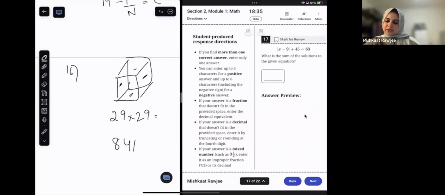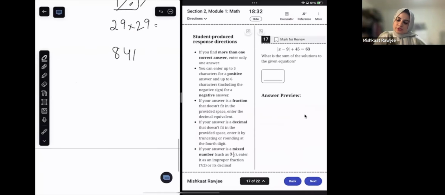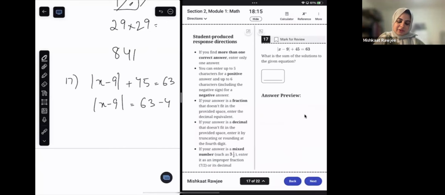What is the sum of the solutions to the given equation? So there's 2 equations because it's an absolute value. Let's write this down. x minus 9 plus 45 equals 63. We subtract 45 on both sides, so we get 63 minus 45, that would be 18. And then the absolute value of x minus 9 is equal to 18. Now to take out the absolute value, we can do 2 equations. We can do plus 18, we can do minus 18.